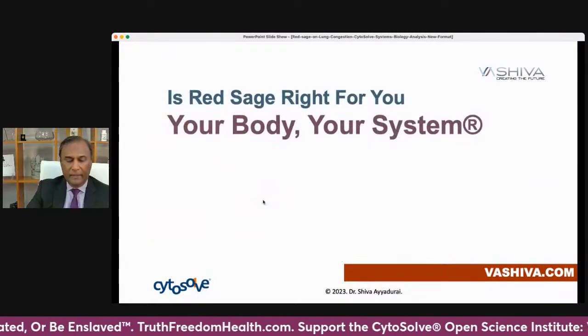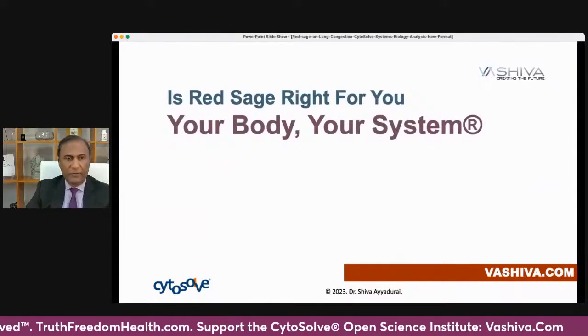All right. So what we've just reviewed here for all of you is the molecular machinery that red sage's molecules affect. Again, three very powerful effects: anti-fibrotic, anti-COPD, and anti-mucus secretion. I hope that helps everyone. Okay. Really understand this.